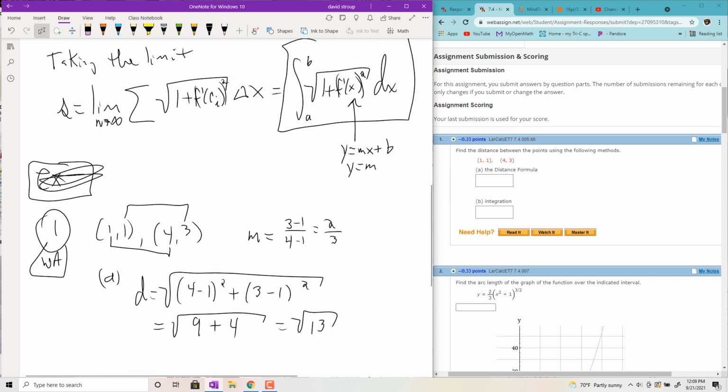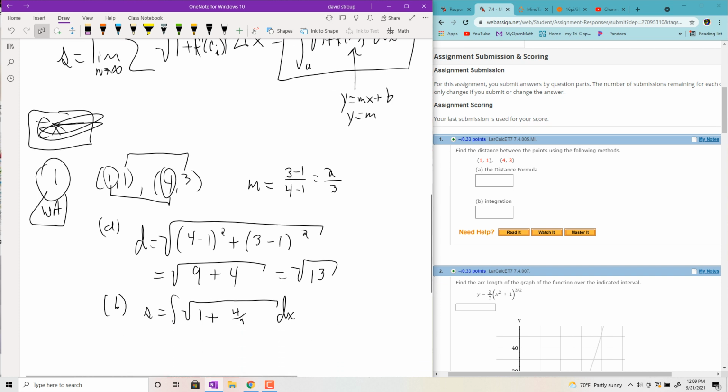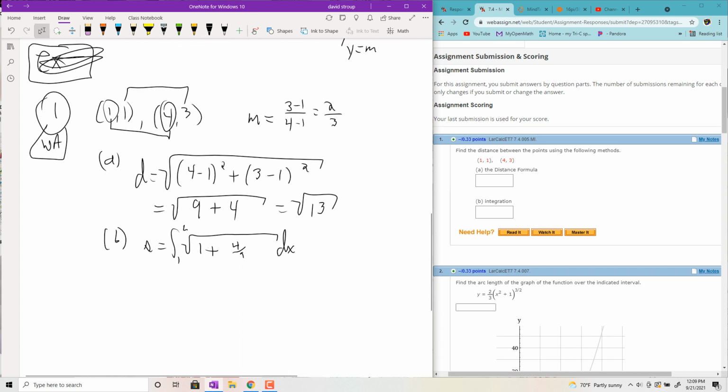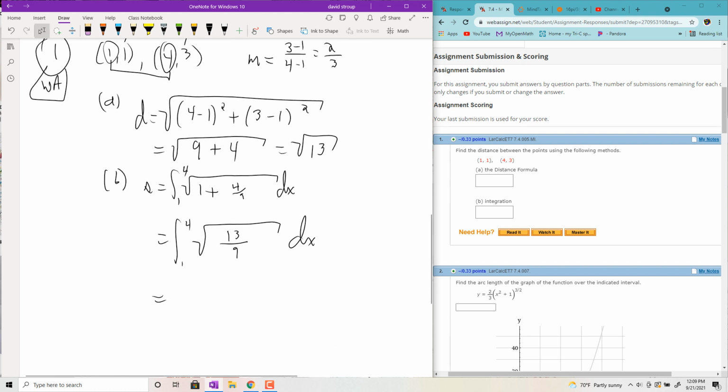So we can dump that into our formula for arc length. So s equals the integral of the square root of 1 plus the slope squared, so that's 4/9, dx. And the x values are going from 1 to 4, so those will be the limits on our integral. And so we have the integral from 1 to 4 of the square root of 9/9 plus 4/9, which is 13/9, dx. You could factor that out of the integral. It'll be square root of 13 over 3 when you simplify.